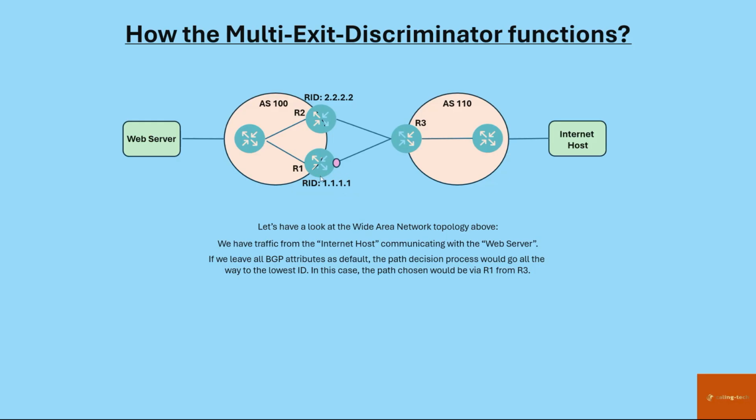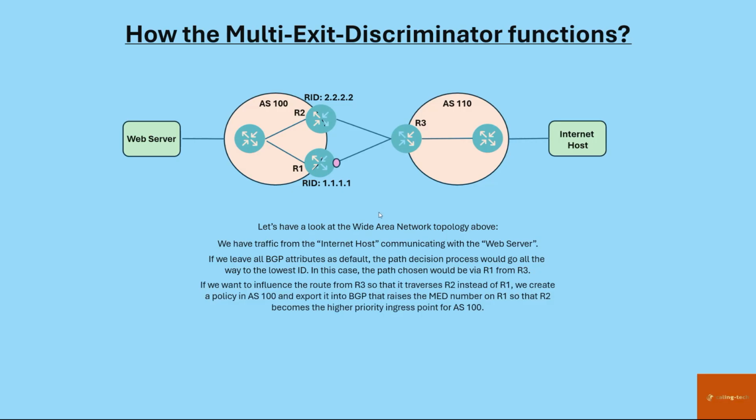The reasoning behind that is the RID is lower than the RID on R2. So R1's RID is lower than R2's. So it will choose that path. So if we want to influence the route from R3 so that it traverses R2 instead of R1, as we just showed, then we have to create a policy in this AS and export it into BGP that raises the MED number on R1 so that R2 becomes the higher priority ingress point for AS 100.